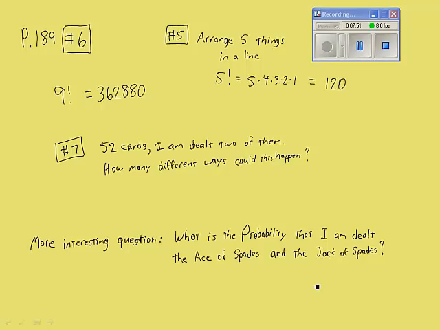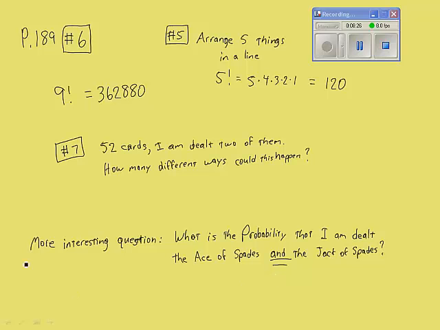So if you wanted to compute that, we could figure it out, I guess. You win if you're dealt the ace of spades as the first card, and what else? The jack of spades as the second card, right? So you also win if you're dealt the jack of spades as the first card and the ace of spades as the second card, okay?